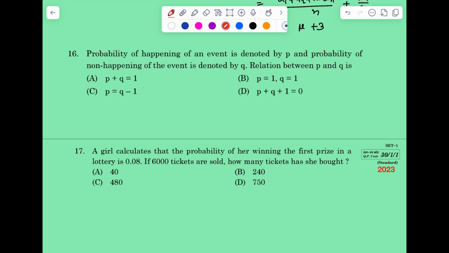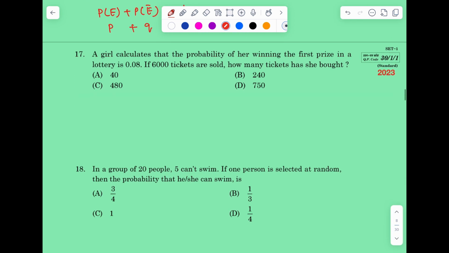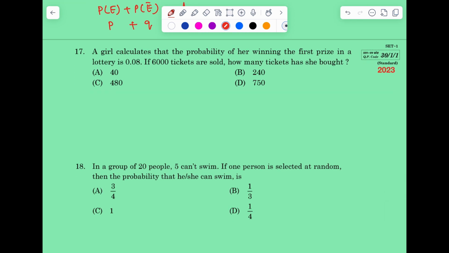Next question. The probability of happening of an event is denoted by p, and they are complementary events here: one is happening and the other is not happening. The probability of happening of an event plus the probability of not happening of an event is equal to 1. So if the probability of happening is p and the probability of not happening is q, then p plus q will be equal to 1. Hence option A1 is correct.